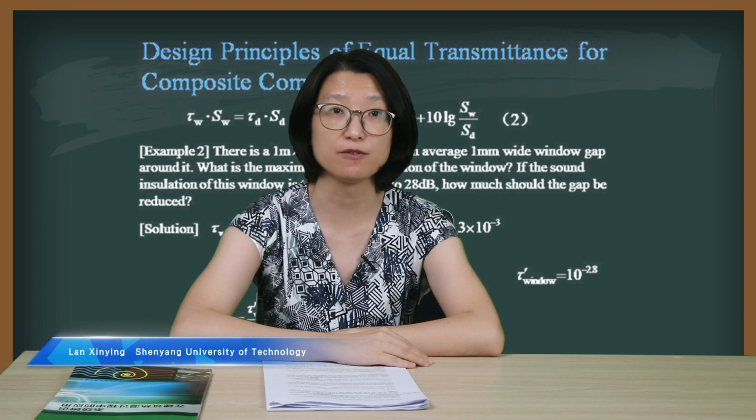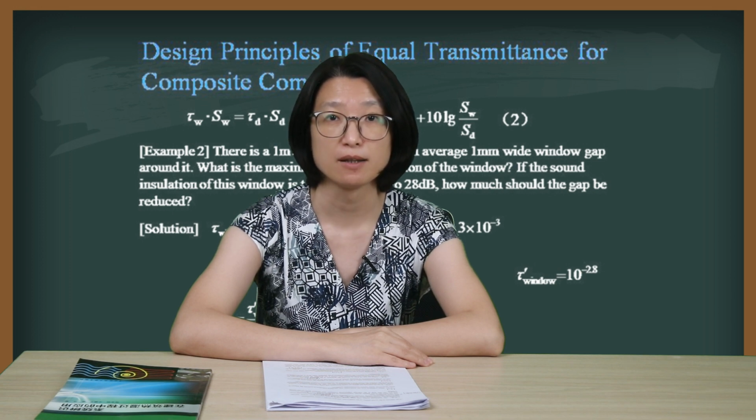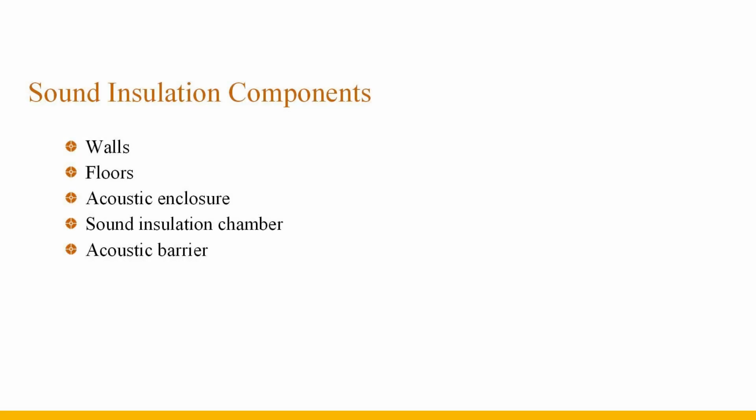Sound insulation refers to the use of components to separate the noise from the receiver and cut off the transmission of audible sound, thereby reducing the degree of noise pollution. Sound insulation components include walls, floors, acoustic enclosures, sound insulation chambers, acoustic barriers, etc. The sound insulation principle and the calculation method of a single sound insulation component have been discussed in Chapter 12.